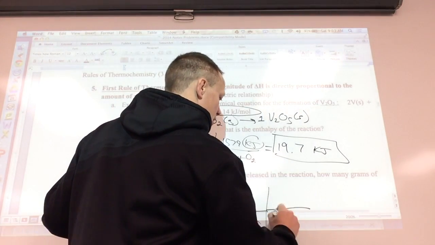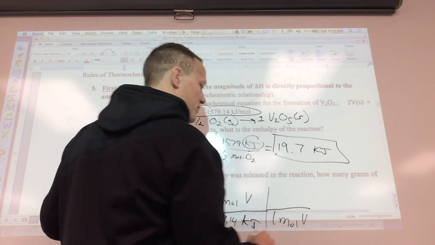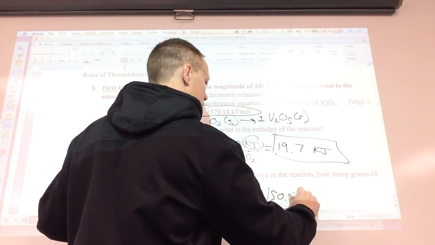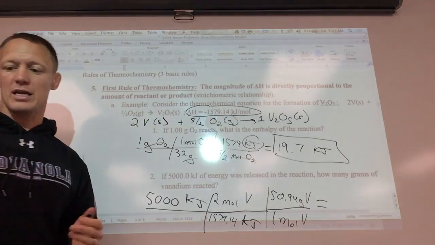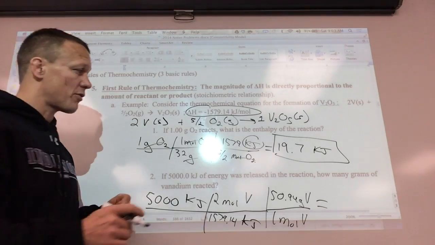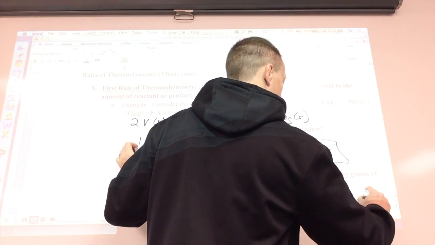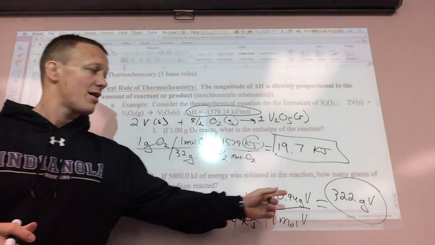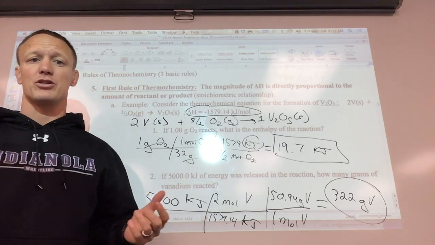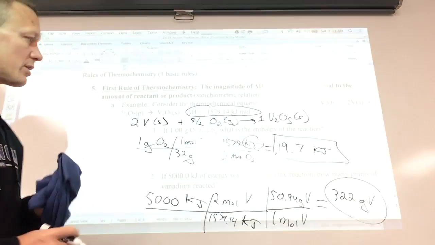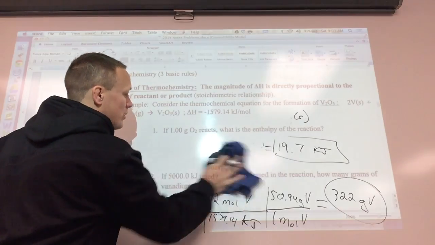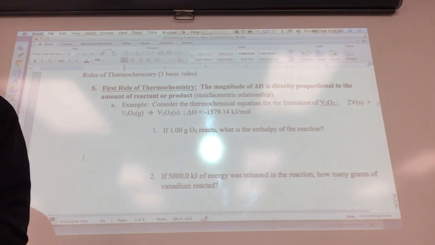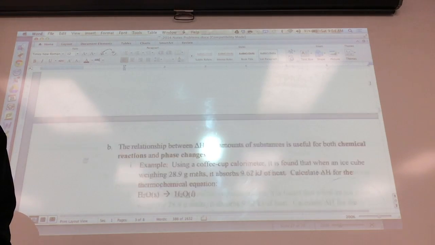And then I can say that every mole of vanadium is about 50.94 grams. So I was trying to get how many grams. The answer there is about 322 grams of vanadium. So if 5,000 kilojoules of energy was given off, that's how many grams of vanadium reacted to produce that much heat. Again, that's an exothermic reaction in that case. So stoichiometry is pretty similar, just using the enthalpy change that's on there with it. That was question 5 in your notes.